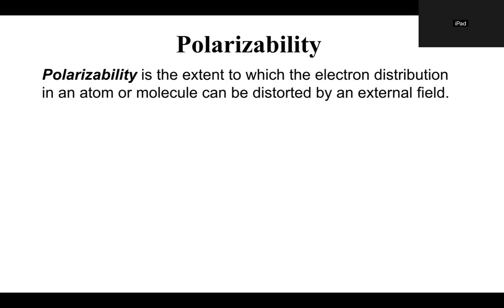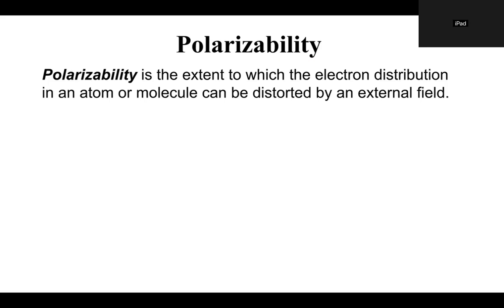So if I break up this word, like we've done for a lot of words in chemistry, polar means to separate charges, and ability means ability. So the polarizability of a molecule is the ability to make something that was not polar. The ability of how can I make something that has an even distribution of charge actually slightly polar.